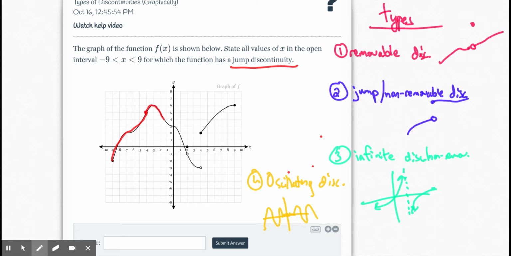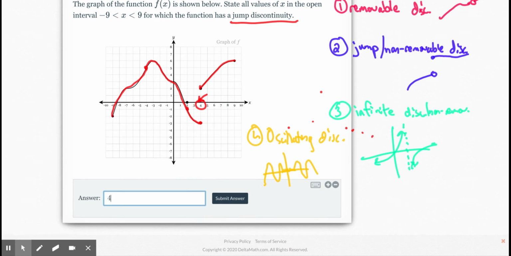So if we continue to go along this, here we get to another spot. This one is also a removable discontinuity because we could just put a dot there, fill it in, and keep going. Then we get to this one, if we put a dot there, we can't just keep going because we have to jump up to here. So that would be a jump discontinuity because we have to jump up to the other function. So at that spot, x equals 4, and then it just continues from there. So this point, x equals 4, would be a jump discontinuity. Type that in.